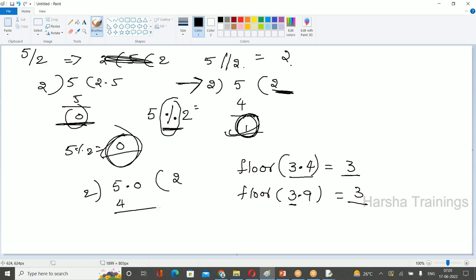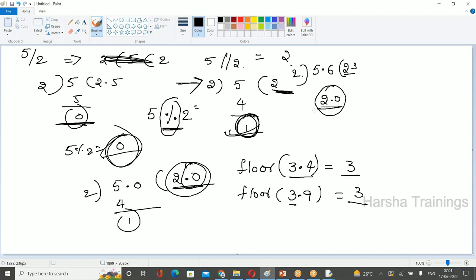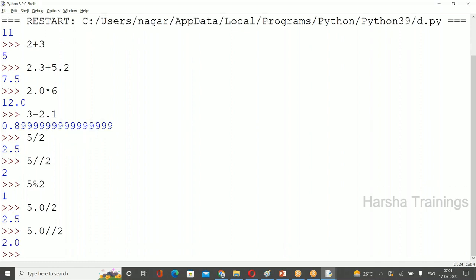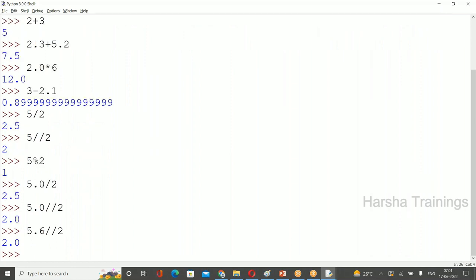That is what happens. It performs the division like this: 2 2s are 4, remainder 1. It is 2.0 only. It performs the exact division and then simply adds a decimal point. Suppose you have a doubt: 5.6 is divided by 2. In this case also it is not 2.3, it is 2.0 only. So after the point, whatever the value we have, simply ignore it and place 0. See, this is 2.0, 5.6 double slash 2. This is also 2.0. You got my point?